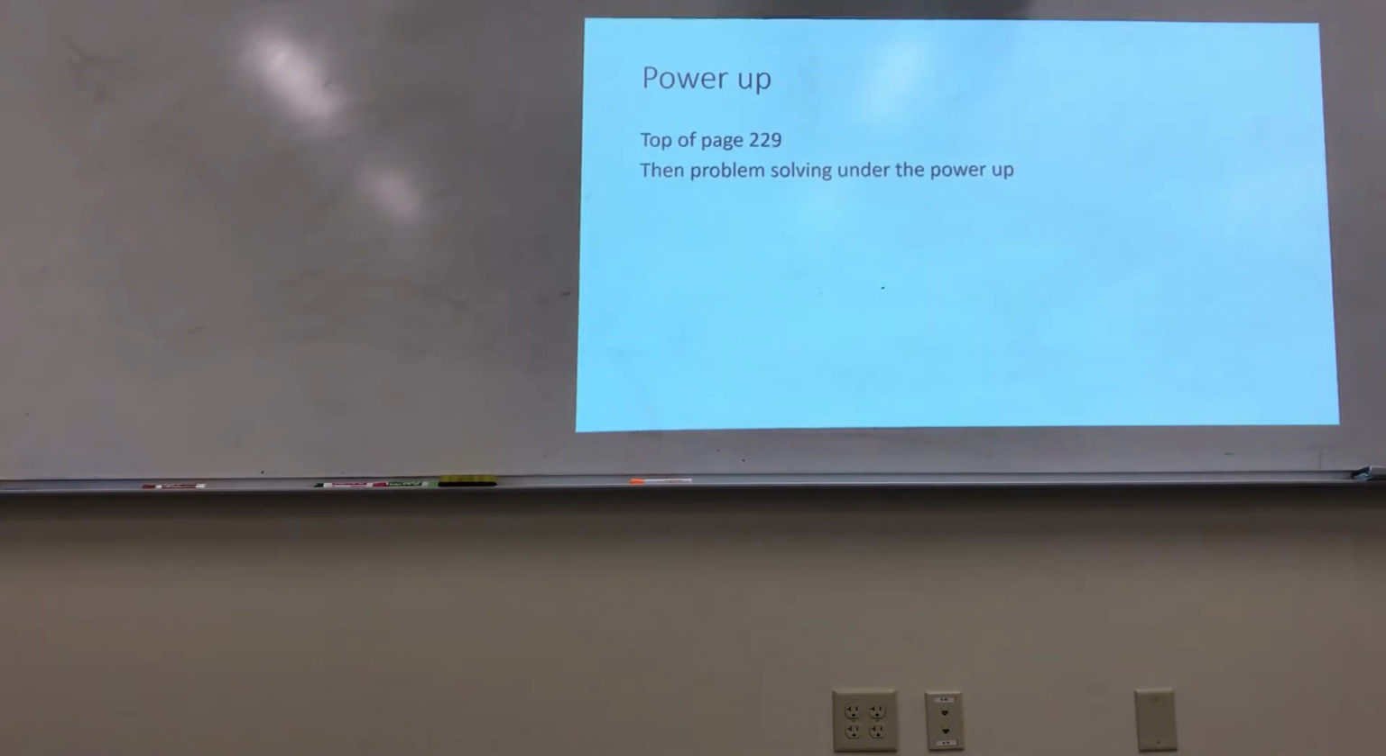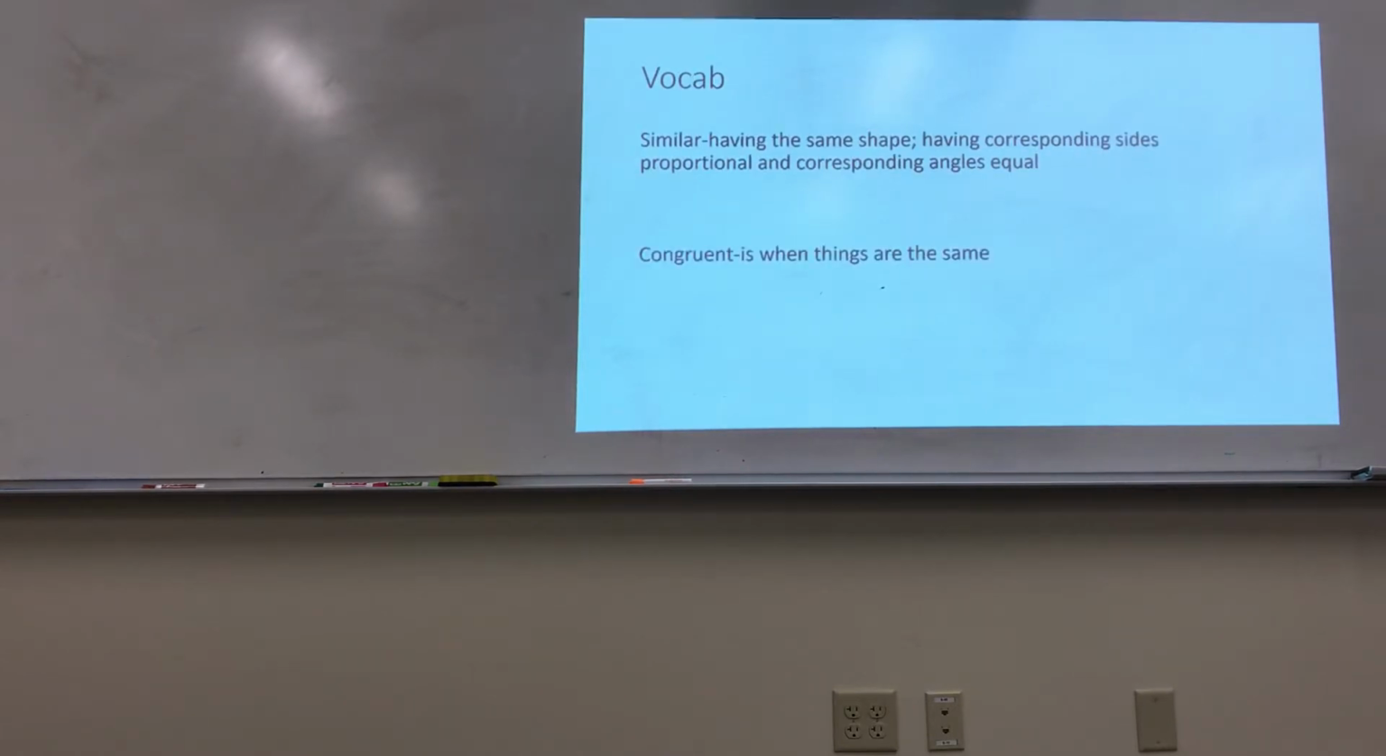At this point, you can do your power up. Go ahead and freeze. I am going to move on. Vocab: similar is having the same shape, having corresponding sides proportional or corresponding angles equal. Congruent is when things are the same. The angles are all the same, and so are the sides.